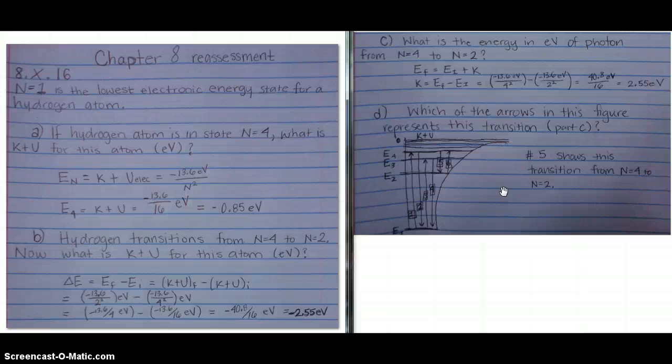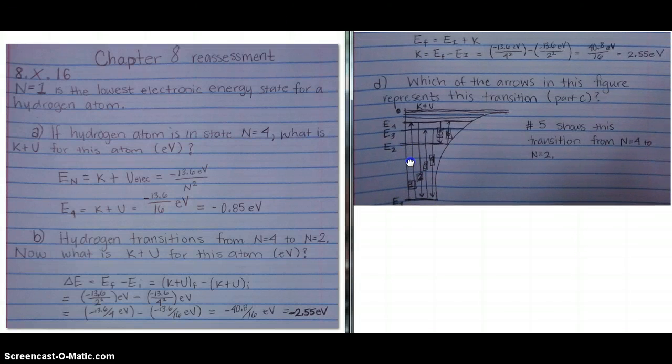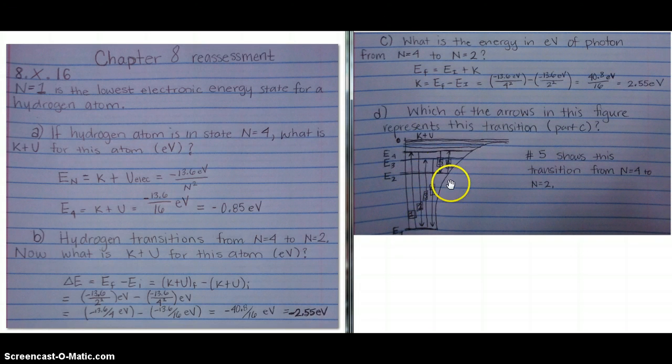Then part D gives you this nice little picture, and it says which of the arrows in this figure represents the transition. I assumed that it was asking about the transition in part C of the photon, and the correct answer would be this arrow, which is number 5, and it shows you that it goes from energy state 4 to energy state 2, and that would give you the positive 2.55 electron volts, which is what the photon's energy was.